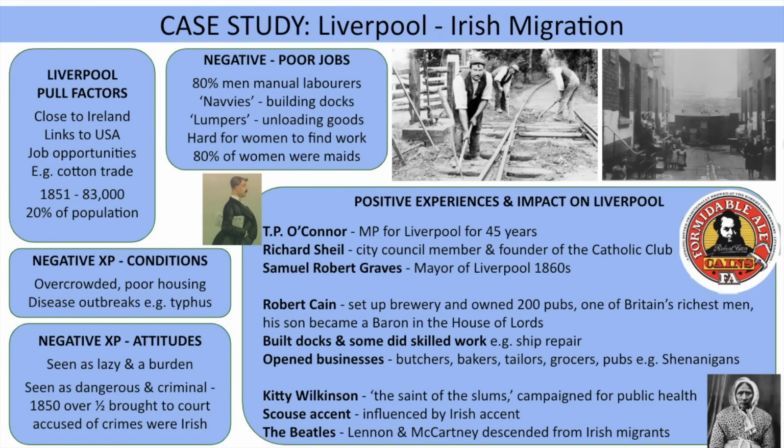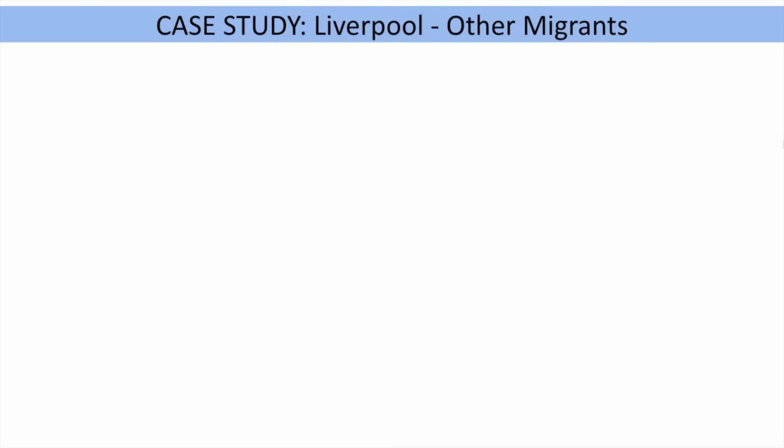Something like the Scouse accent, which we still see in Liverpool today, has been influenced by the Irish accent. And looking at more modern impact, the Beatles, who are one of Britain's most famous pop music groups, were descended from Irish migrants. So you can see there the political, economic, and social impact on Liverpool specifically, but then having a wider impact on Britain. However, Liverpool is not just a case study for Irish migration.